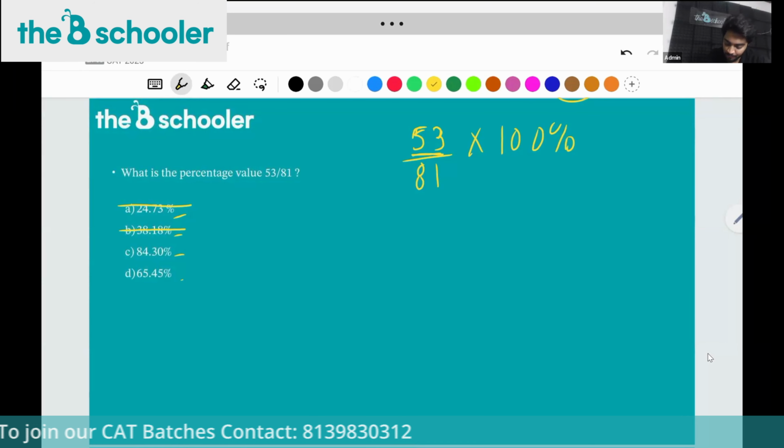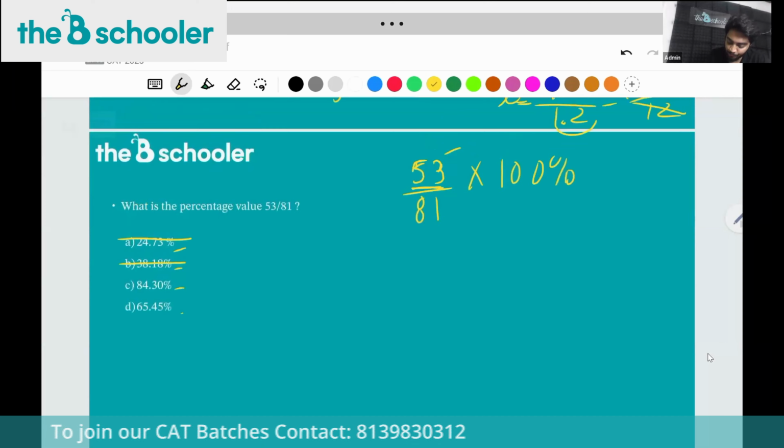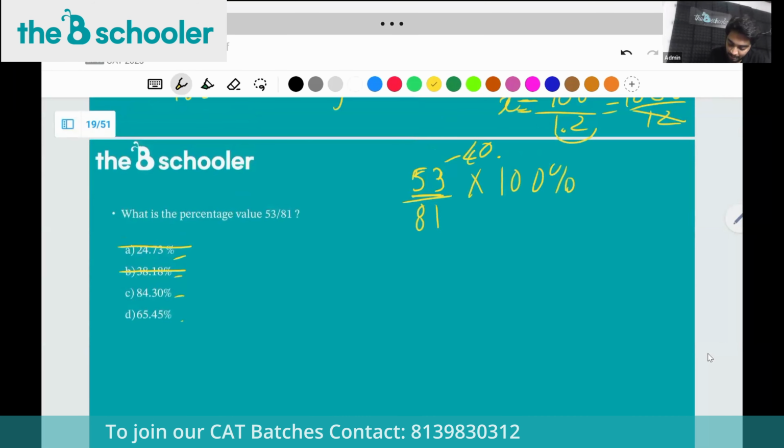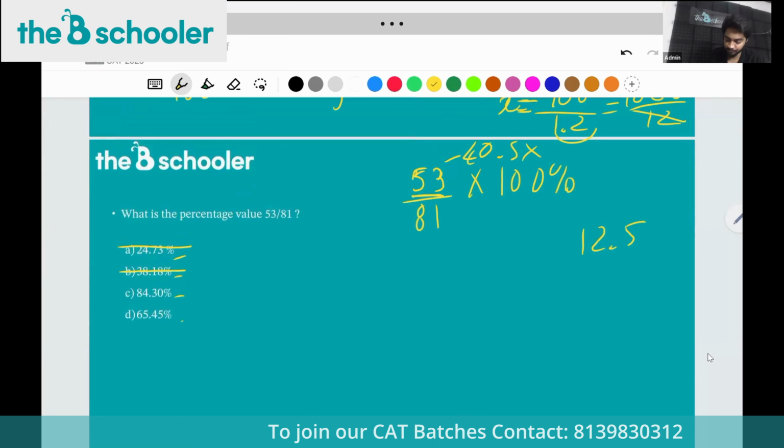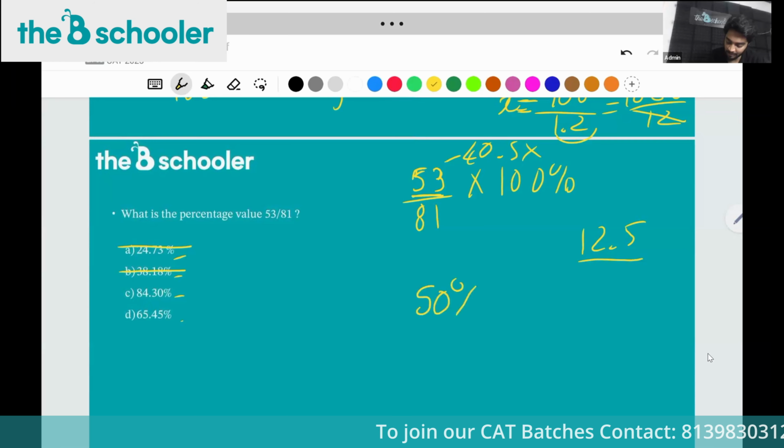So if you look at this, 53, remove 40.5, and I'll have another 12.5 left. Clear? So 50% I know is definitely there. In the remainder, how much is there is what I have to find out. That is going to be 12.5 by 81.